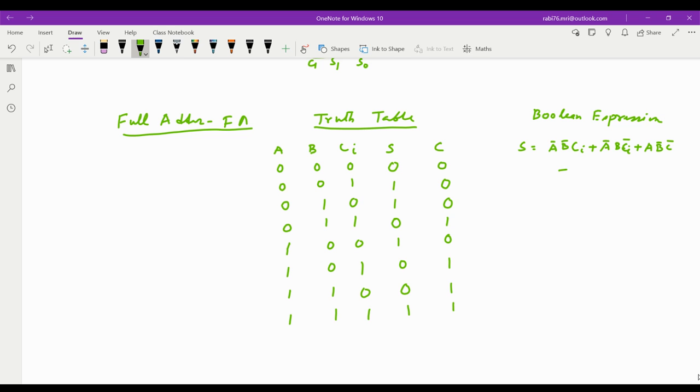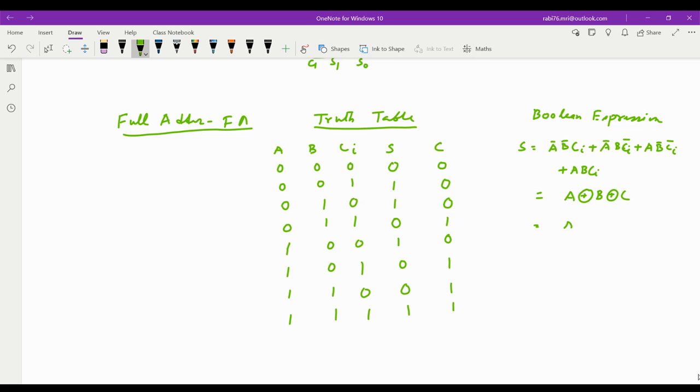Plus A B Ci, I'm taking A, B, Ci. Now, a little bit of manipulation will give you, if you can simplify this thing, I'm giving it to you as a task, right? So this will give you A XOR B XOR Ci. Now, how is that?